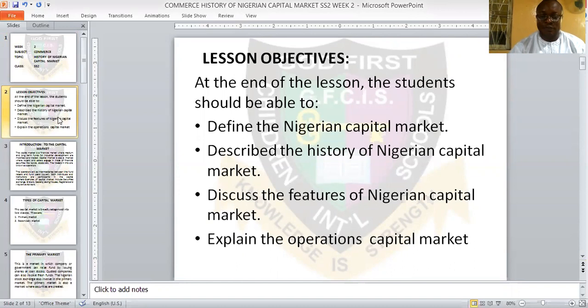At the end of the lesson, the student should be able to: one, define the Nigerian capital markets; two, describe the history of Nigerian capital markets; third, discuss the features of Nigerian capital markets; and lastly, explain the operations of capital markets.